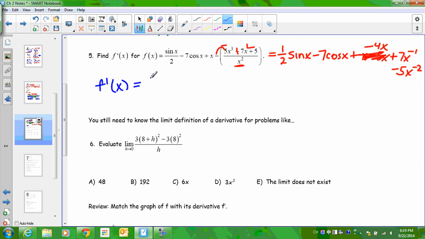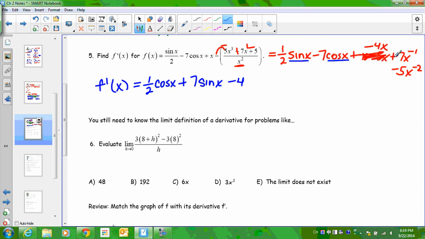1/2 sine x, the derivative of that is going to be 1/2 times the derivative of sine x, which is cosine x. The derivative of cosine x, remember, was negative sine. So minus 7, negative sine, that's going to actually change that to a plus 7. 2 negatives make a plus. Derivative of minus 4x is just minus 4.